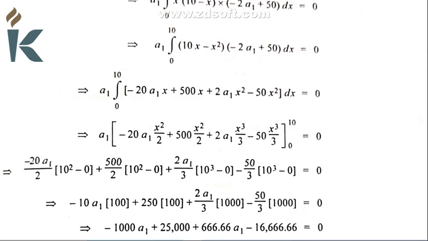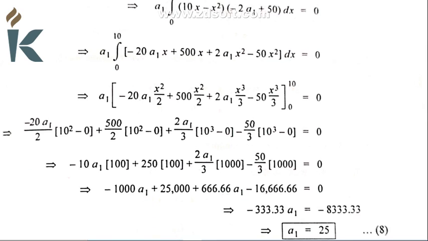You have to multiply this h inside this bracket, therefore 10h minus h square, into minus 2a1 plus 50. You have to multiply these two things. Finally you get minus 20a1 into h plus 500h plus 2a1 h square, then minus 50 h square, into dx. Finally you have to integrate this equation. So minus 20a1 into h square by 2 plus 500 h square by 2, and plus 2a1 h square, once you integrate the h square you get h cube by 3, and minus 50 h square, therefore minus 50 h cube by 3.